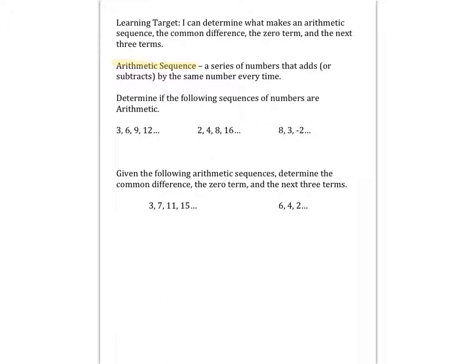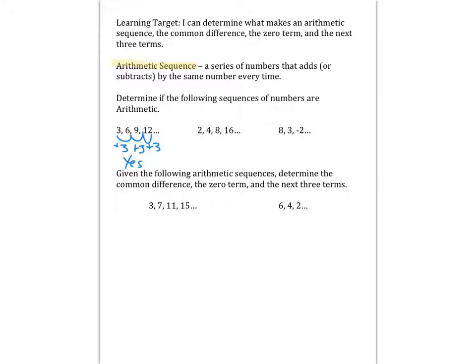Between 3 and 6, that's plus 3. Between 6 and 9, that's plus 3. Between 9 and 12, that's plus 3. So, because we are adding 3 between every number here in the series, this would be arithmetic. The dots following 12 mean that the sequence continues on. Let's take a look at the next example.